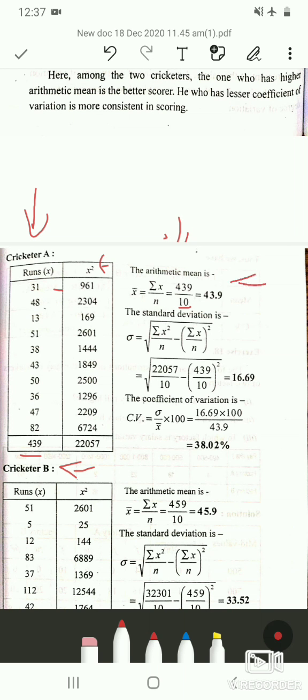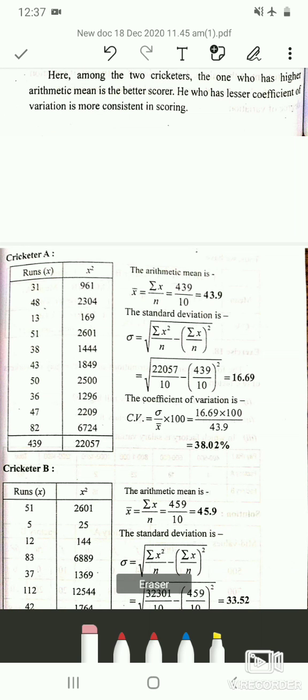So we will get x bar as 43.9. Now let us calculate the standard deviation. For the raw data, the standard deviation can be computed using the formula sigma is equal to square root of summation x square divided by small n minus summation x upon n whole square. This term is nothing but your x bar again, so you have to square the x bar. You don't have to compute it once again if you have already computed.